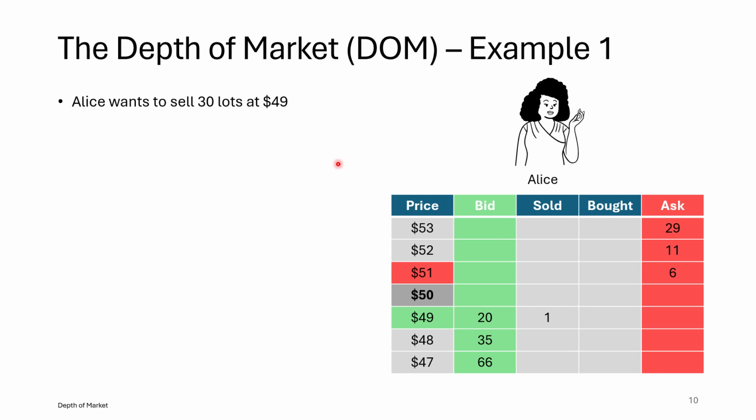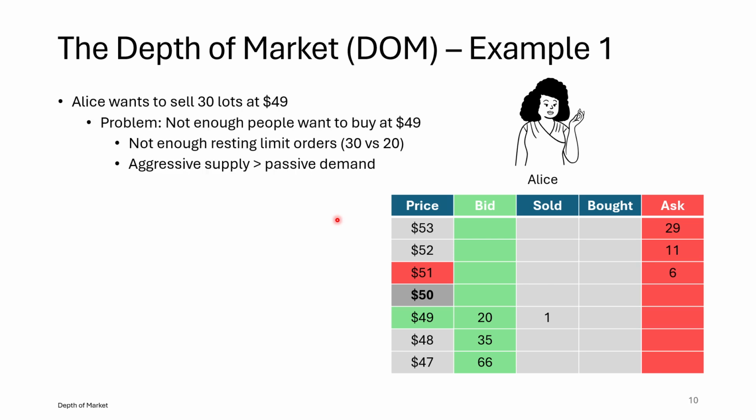Then we also have Alice. Alice wants to trade a little bit bigger size, so she wants to sell 30 lots, also at the best available price of $49. But obviously, Alice has a little problem now, because as you can see down here, there is not enough passive demand to cover her aggressive supply, right? Not enough people want to actually buy at this level. As you can see here, we have only a total number of 20 lots, but she wants to sell 30. So not enough resting limit orders at this price level here. And this means aggressive supply is higher than passive demand.